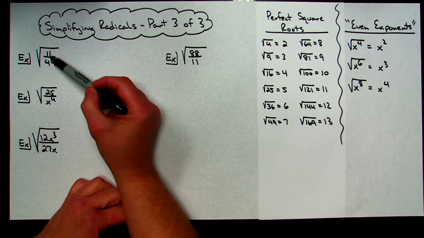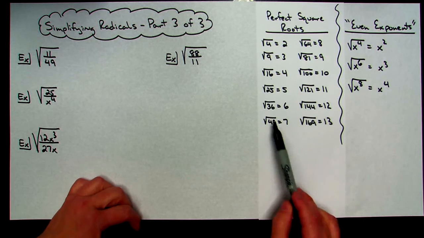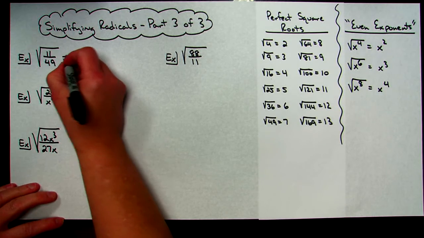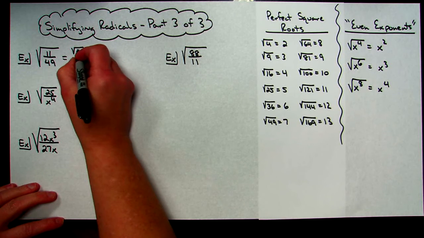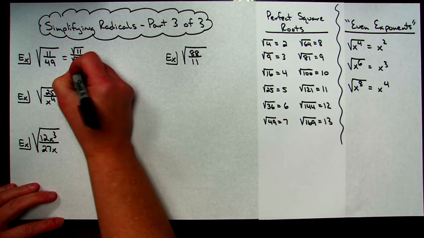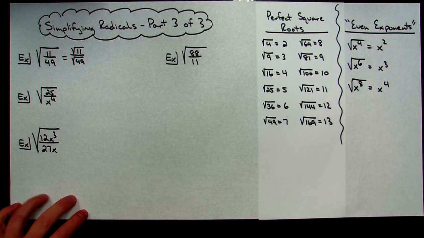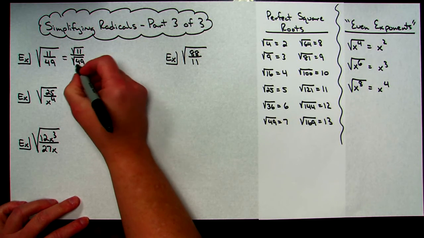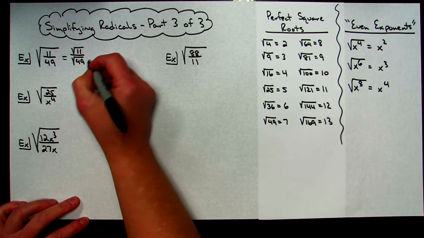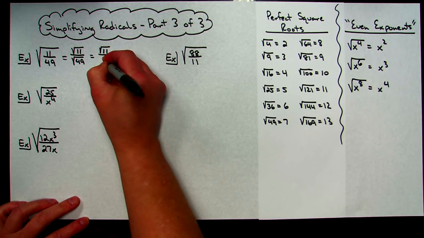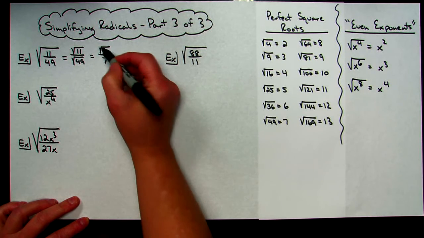As I can see, the square root of 49 is 7, so it is on there. So that's what I'm going to want to do. I'm going to make a little square root over the top and a little square root over the bottom. That is a legal move that we can do with radicals. The square root of 11 I can't simplify, but the square root of 49 I can. So this becomes the square root of 11 over 7, and then I'm done. I don't have to do any more with that.